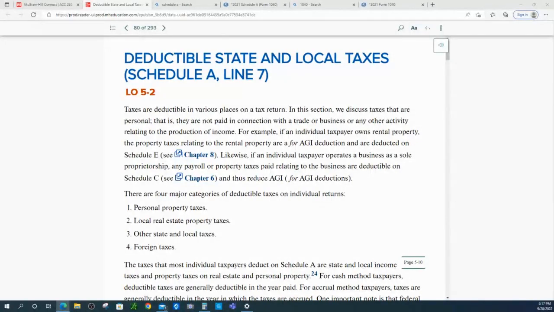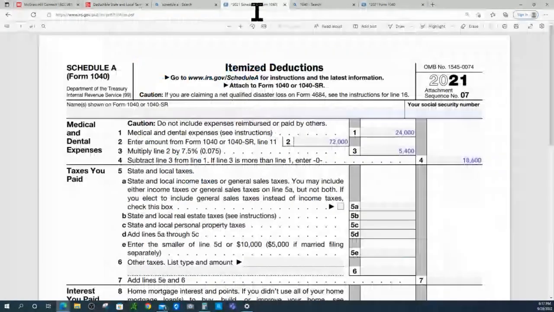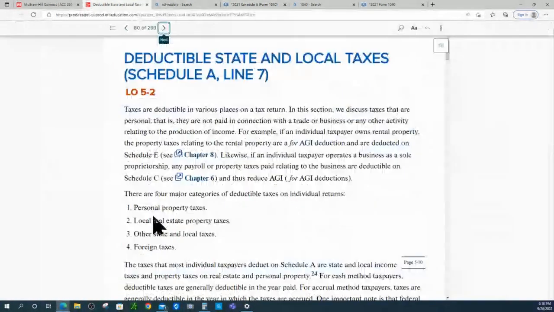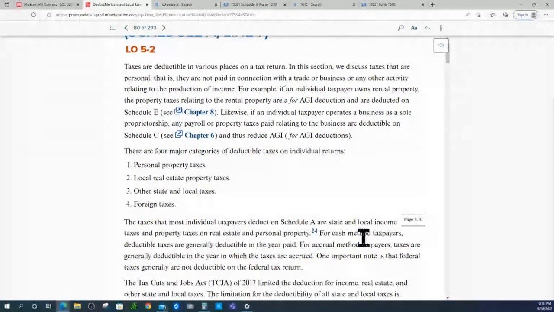So let's move on. We're going to start talking about the next section of that Schedule A here, the state and local taxes. All right, so what kinds of taxes, first of all, would be included in these? Now remember, these are taxes paid, not refunds received, but taxes that you paid. There are 4 major categories of taxes that would be included in here: personal property taxes, local real estate property taxes.